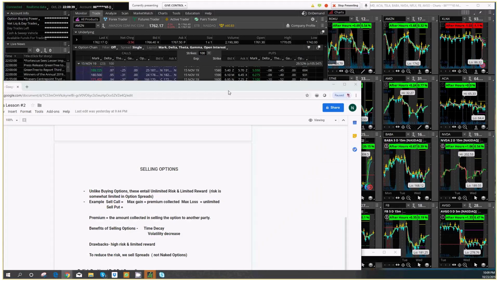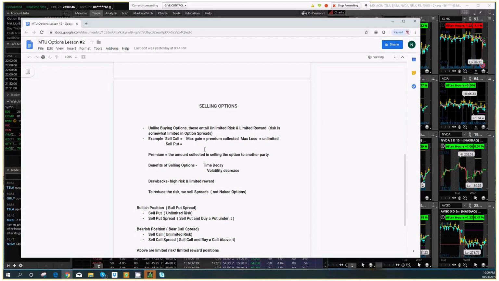So when you sell a call, there are two sides to every trade. When you buy a call, somebody's got to sell it to you. So they sell you that call, you pay them the premium. They keep that premium. If it goes in their favor, they keep that premium at expiration. They're happy. You're not so happy. Okay? So selling a call, the max gain is the premium collected. Now your max loss is unlimited.